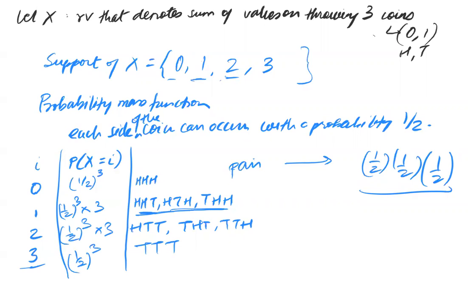And then you can plot a mass function where you have the values of i, and this would be P of X is equal to i, right? And then you can draw the mass function.